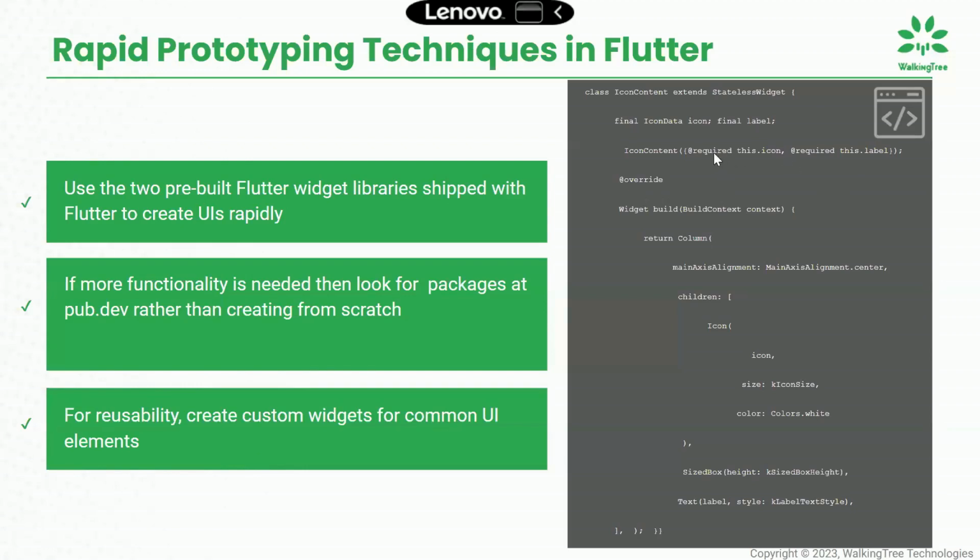For example, here in this slide, suppose we want an icon and below the icon, we want some text. So we can create this widget, and once this widget is created, we can call the constructor in different parts of the application, and this reusable widget can be used. So this saves time.